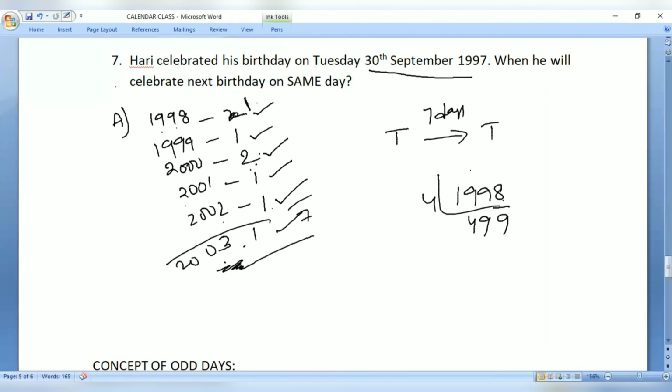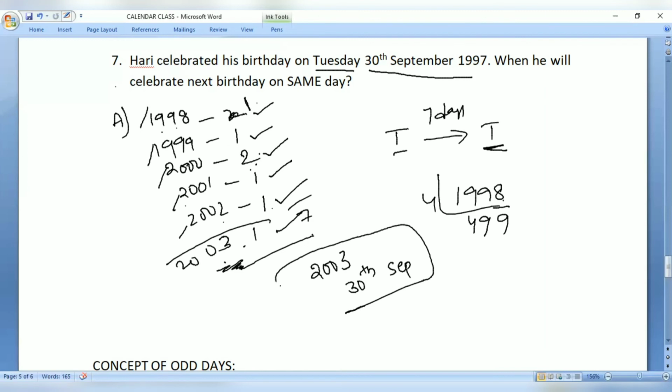So the 7th day exactly falls on Tuesday. That is the reason why in 2003, on 30th September, Hari will celebrate his birthday again on Tuesday. After Tuesday, 6 days are over, then the 7th day will be again Tuesday, right? So every year we calculated the number of odd days. Adding all those odd days, we have arrived at 30th September 2003.